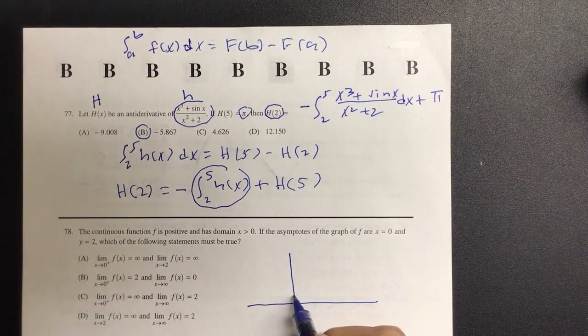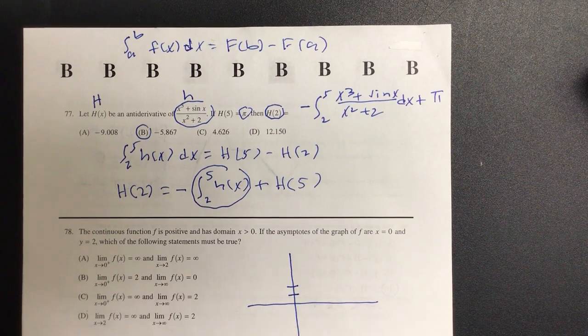Jocelyn, will you read number 78, please? The continuous function f is positive and has a domain of x is greater than 0. If the asymptotes of the graph of f are x equals 0 and y equals 2, which of the following statements must be true? So let's worry about the asymptotes.